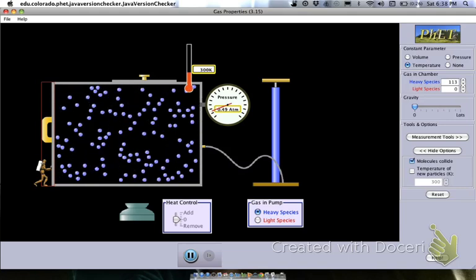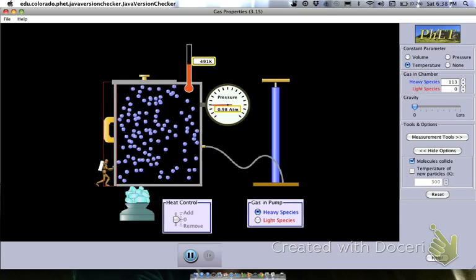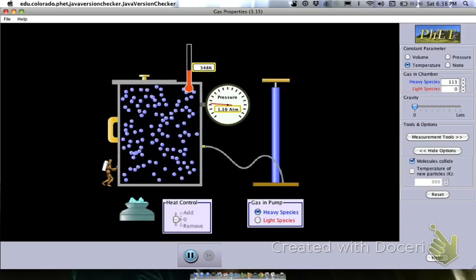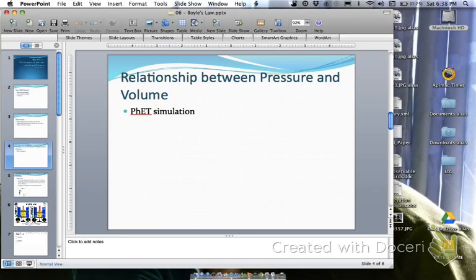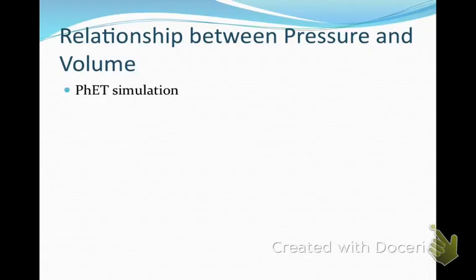And that's for pressure. Then I'm going to decrease the volume. My pressure will increase. All right. So that was that little PhET simulation. I highly encourage you guys to go online just to take a look at it.